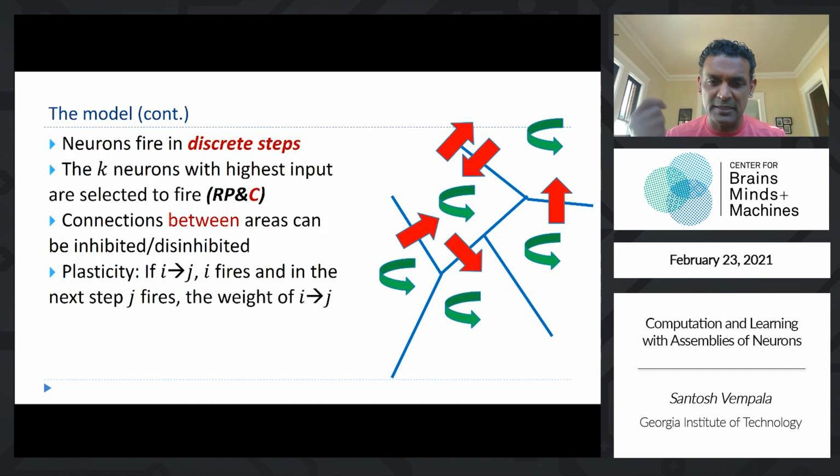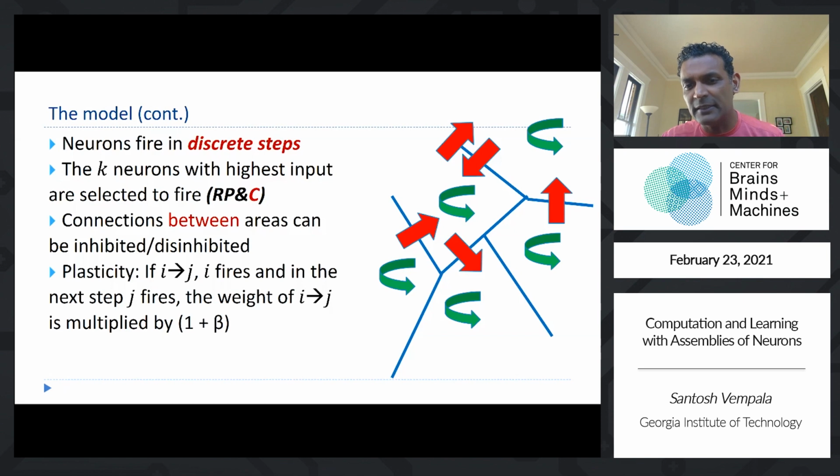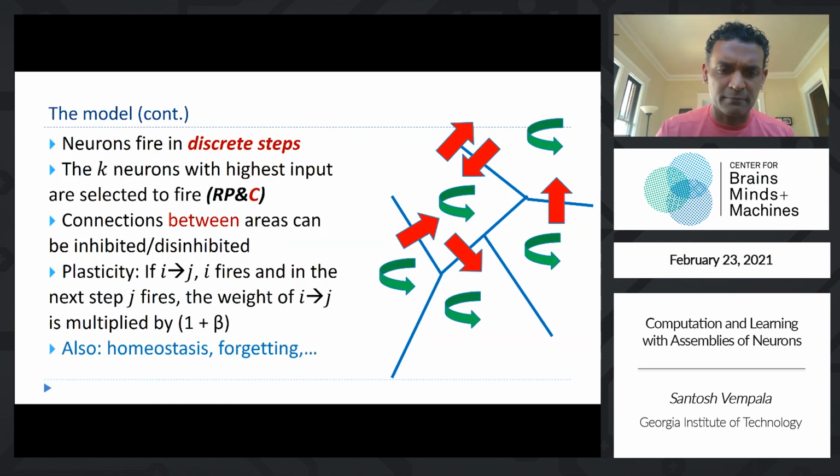So if I fires in step T, and J fires in step T plus 1, then the weight of this synapse goes up by a small multiplicative factor, 1 plus beta. We'll call beta the plasticity parameter. This is how much it changes if you fire in quick succession. Okay, and then in addition to this, there are global processes which are very, very simple natural things.